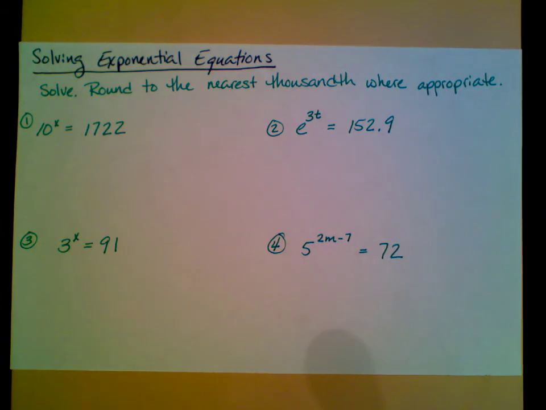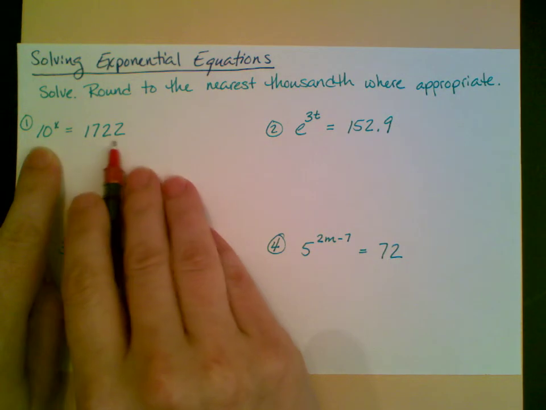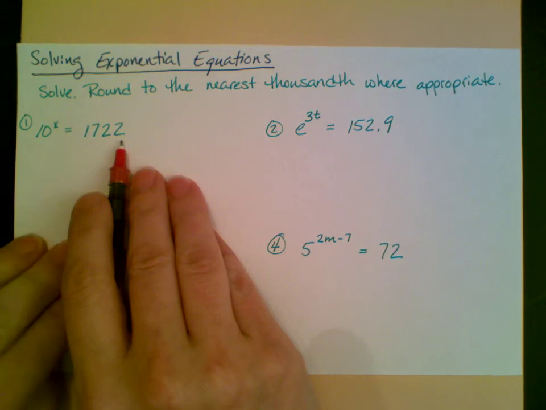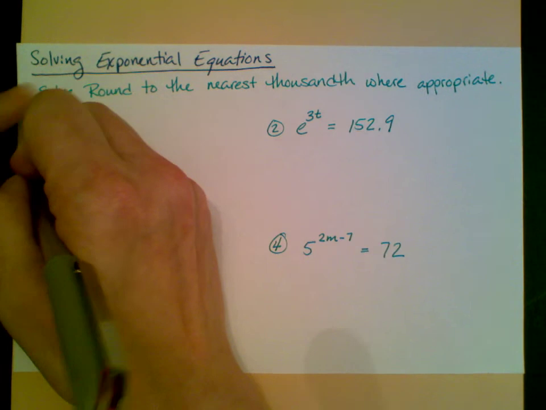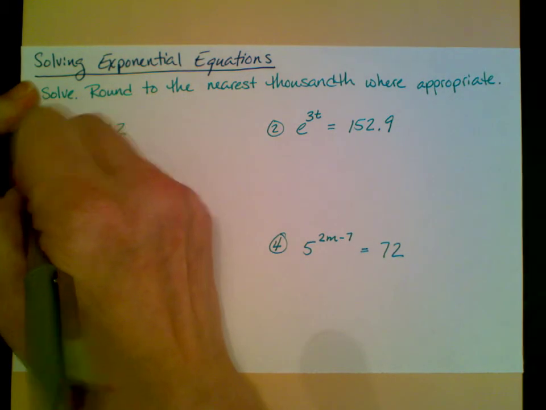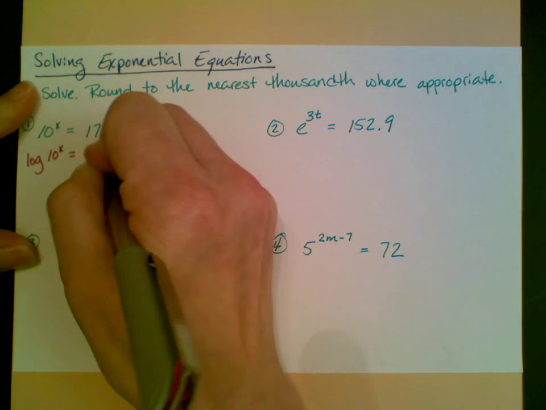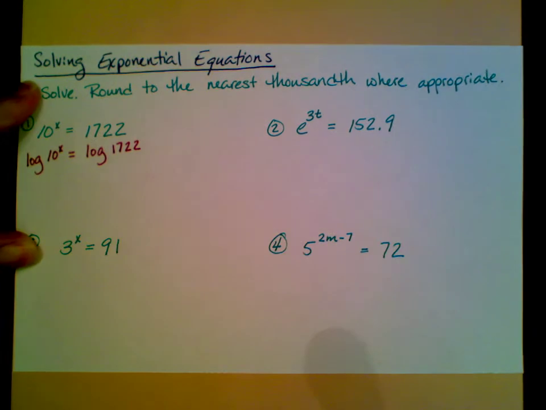So now, notice that I've got an exponential equation. 10 to the x equals 1722 here. So what I'm going to do is apply a log to both sides. Now I am writing this log without an explicit base, which means that I'm using the common logarithm of base 10.